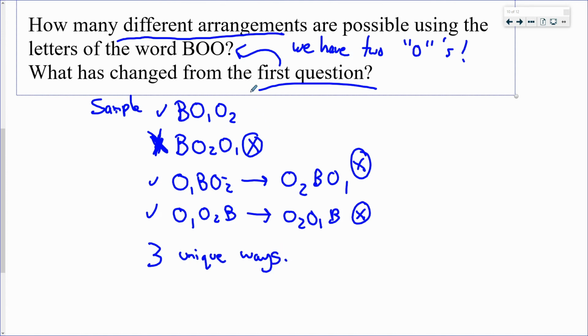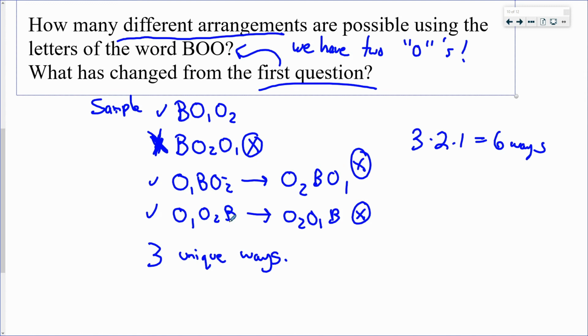Okay, so what's different? If you use the fundamental counting principle, you would have said 3 times 2 times 1, and there's 6 ways. And indeed, we found 6 ways, but because of the repetition, 3 of those ways are actually still the same arrangement. Okay, so how do we deal with this?